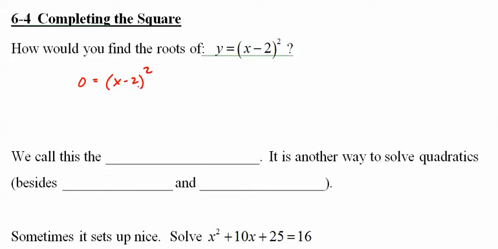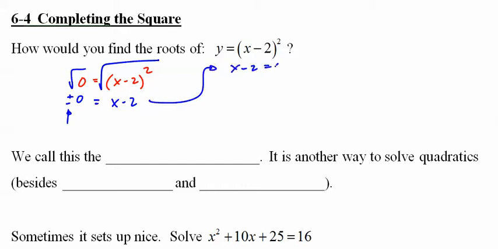And whenever we have a square, to get rid of it, we take the square root of both sides. x minus 2 equals plus or minus 0. In this case, we don't need the plus or minus because 0 is 0 either way. So we get x minus 2 equals 0, x equals 2. This is actually a fairly poor example, but it gets the point across.